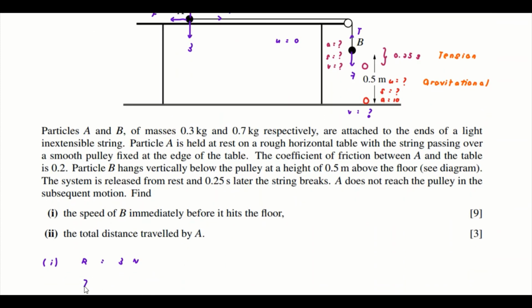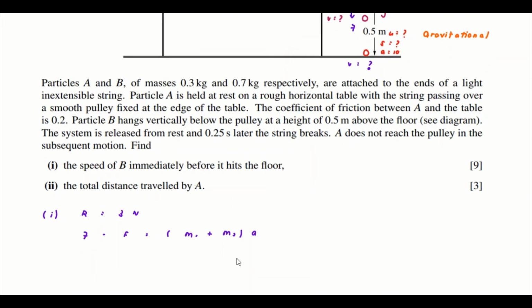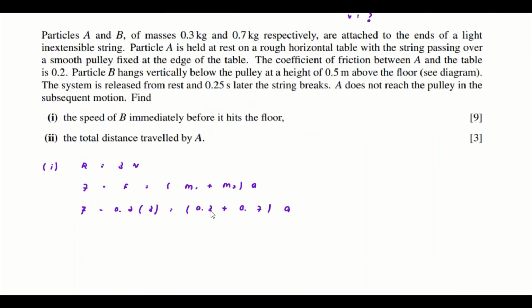So 7 minus the frictional force will be equal to mass 1 plus mass 2, multiplied by the acceleration. So what we have here is 7 minus coefficient 0.2 times R, which is 3. Mass 1 is 0.3 and mass 2 is 0.7, multiplied by a. So by solving this, 0.3 plus 0.7 is 1, times a as well. So 7 minus 0.6, we have 6.4 meters per second squared.